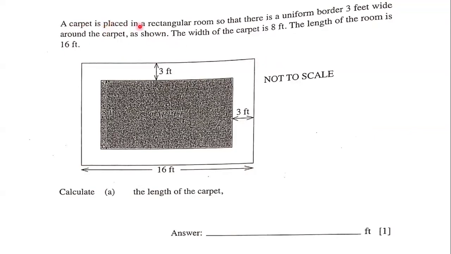A carpet is placed in a rectangular room so that there is a uniform border 3 feet wide around the carpet as shown. The width of the carpet is 8 feet. The length of the room is 16 feet. Calculate the length of the carpet.